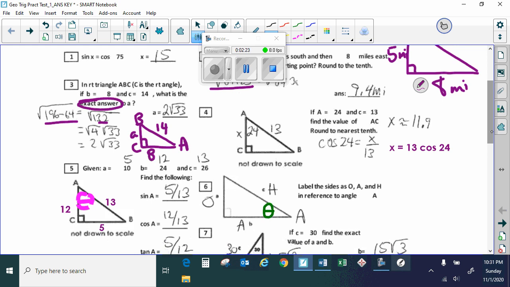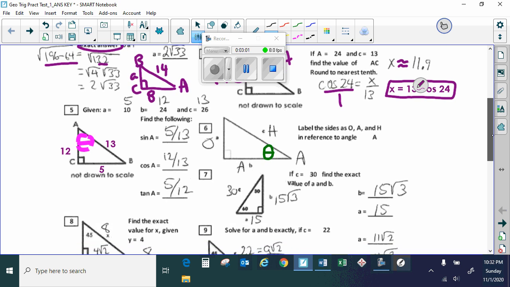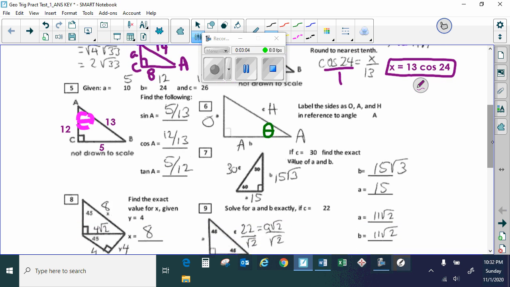All right, number 4. Capital A means angle A is 24 degrees. Little c is 13, so that's the side length across from angle C. Find the value of AC. Segment AC is right here, where I put the X. So that's going to be the adjacent side over the hypotenuse. So that's cosine. Cosine of 24 equals X over 13. Cross multiplying, you get X equals 13 cosine 24. That'd be the exact answer. That's why I have an equal sign, but it says round to the nearest tenth, so that's the approximate symbol, 11.9. You put it in the calculator. Do not forget you must be in degrees. You have to change from radians, which is the default, to degrees.